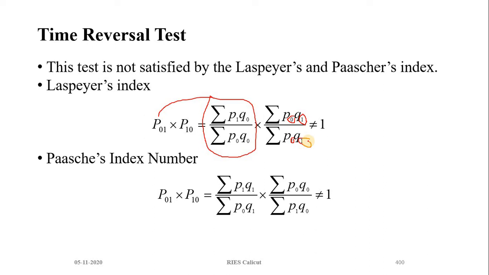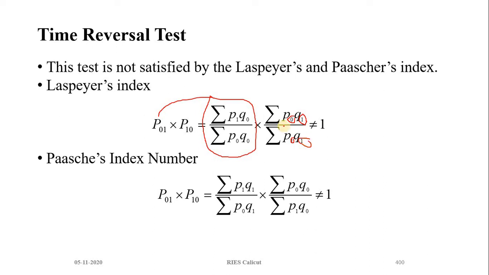But look at this equation. In the first equation, sigma P1 Q0 divided by sigma P0 Q0, and the next equation, sigma P0 Q1 divided by sigma P0 Q1. We cannot cancel out any part of these equations, and that's why we can say that it is not equal to 1.